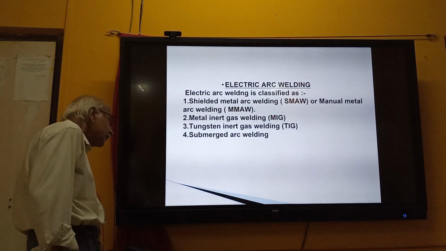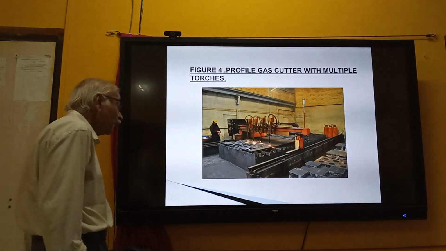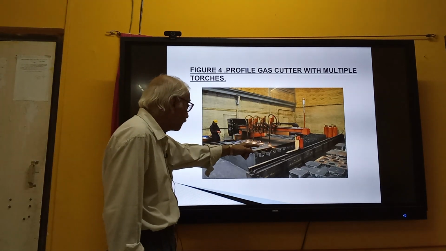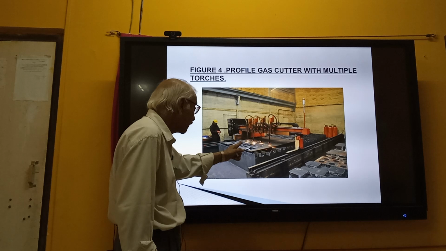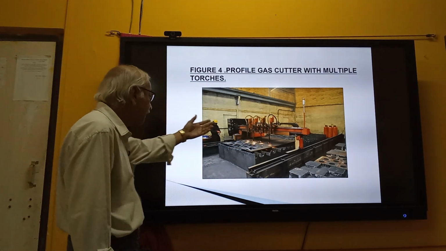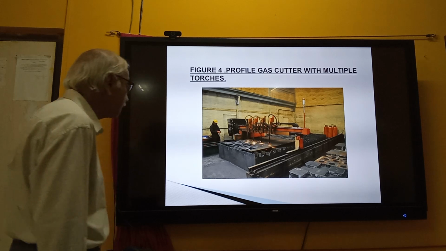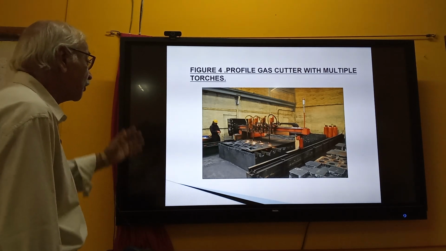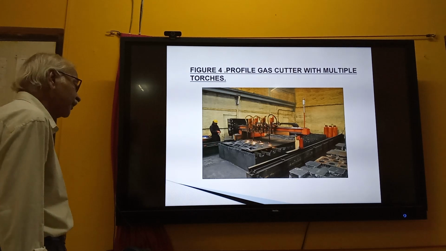So at 4 places. So you can imagine the productivity: in one stroke, 4 components will be cut in different profile. The profile that you feed into the program, that particular profile will be generated, and a large number of profile cut components can be taken out.